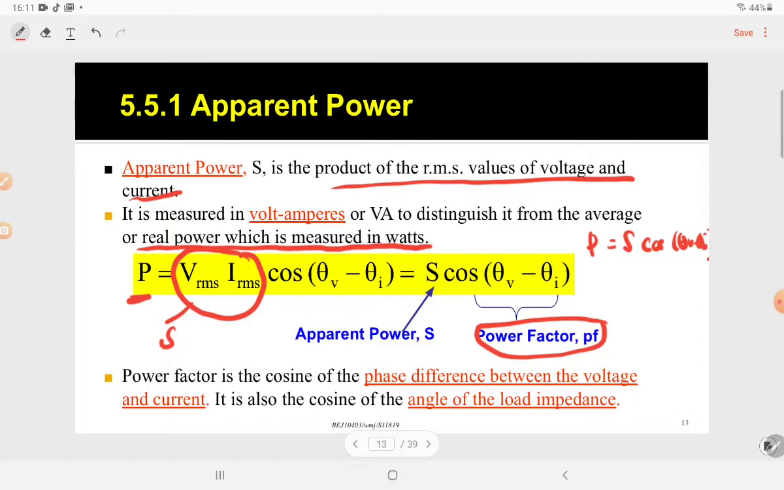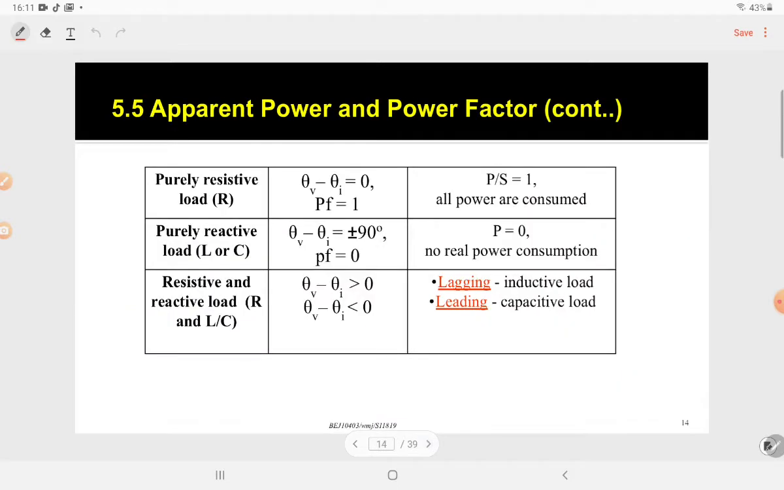So what is the power factor? Power factor is the cosine of the phase difference between the voltage and the current. It is also the cosine of the angle of the load impedance. Later on, as we go further, you can see what the power factor is. This is the direct definition, but later on we can see the function of the power factor. Okay, so apparent power and power factor.